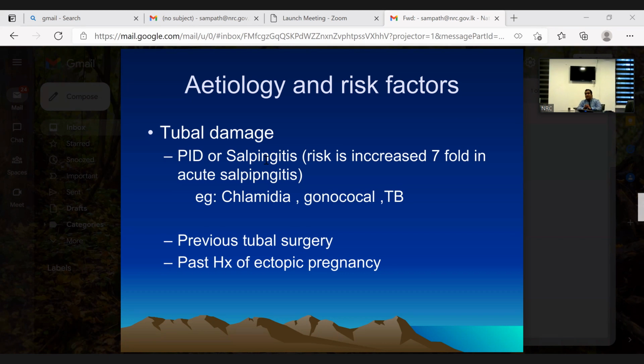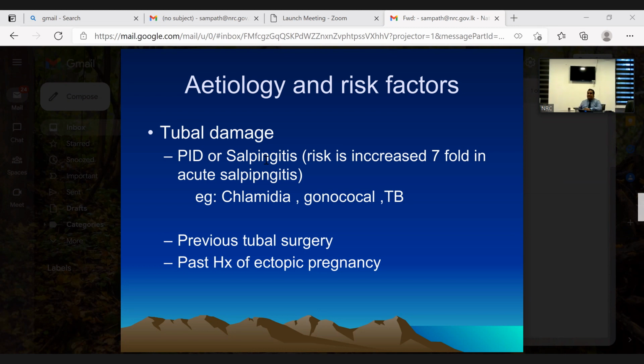And if there's any infection, you get all kinds of adhesions that lead to stopping of the embryo. Not only that, sometimes the tubal motility is gone due to adhesions or due to progestogens, right? Some bacteria, PID or salpingitis, carry a 7-fold risk. Examples: chlamydia, gonococcal, and tuberculosis. If you see them, there is a risk of intratubal adhesions. Previous tubal surgery. And one of the very important things is past history of ectopic pregnancy.